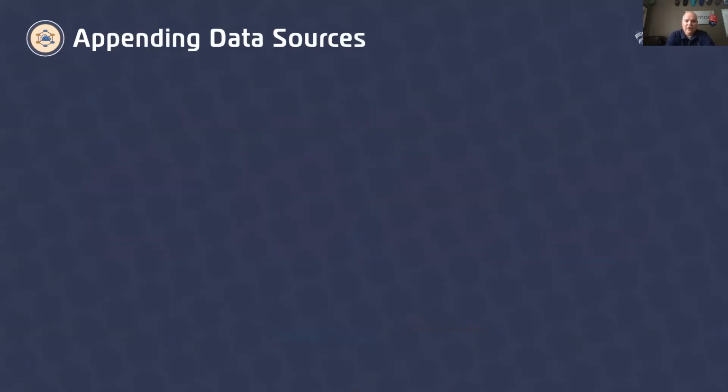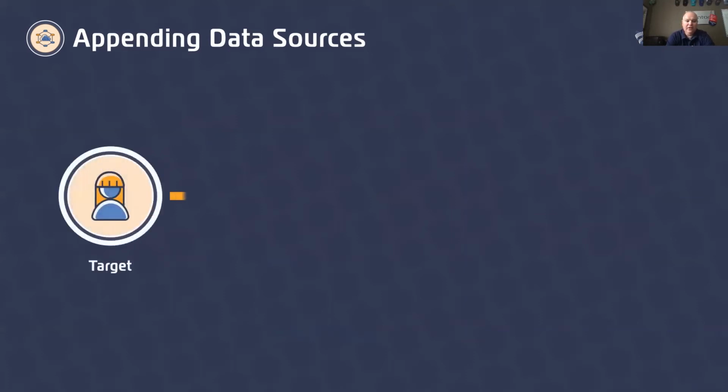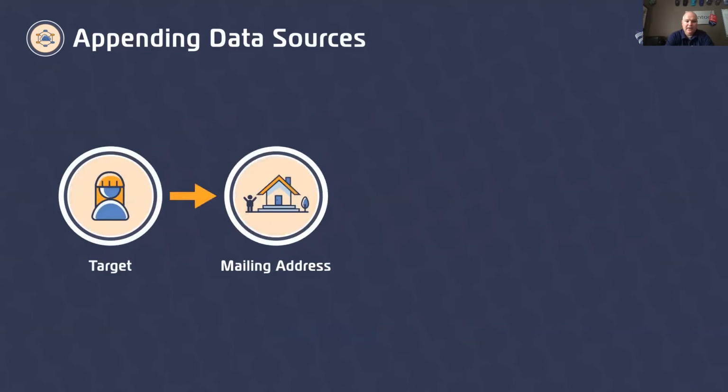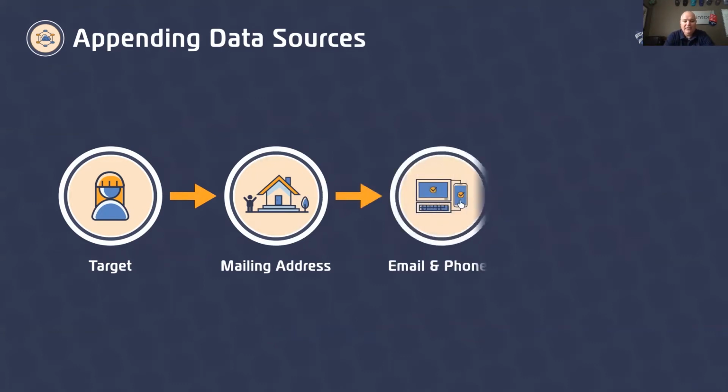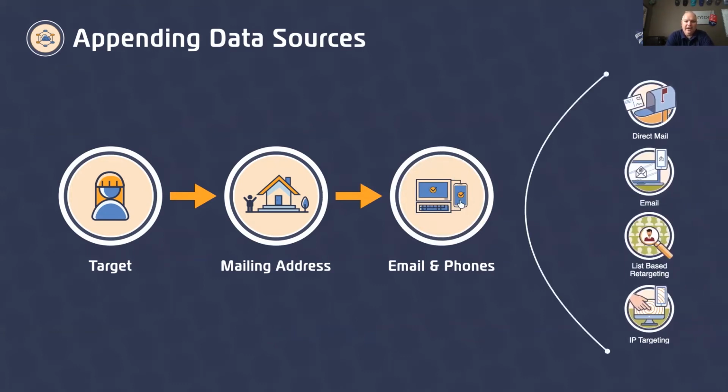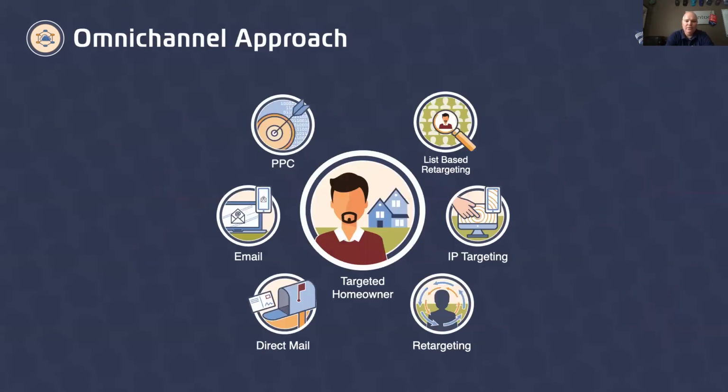All right, so now we're going to talk about appending data sources. Appending means you are filling in any missing information in your target's records. So let's say you scrape those addresses or properties, but you then need to append to get their mailing addresses, and then you need to append to get emails and phones. This is important because when you have this information, you can market to your target with an omni-channel marketing approach versus just sending 1 or 2 postcards a year.